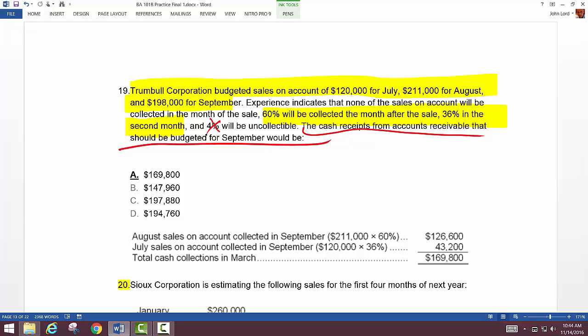So since we collect in the month after the sale, and they're asking me September, we won't collect any of the September sales in September, but we will collect what? 60% of the August sale in September, right? Okay. And then they tell us that they had 120,000 in July, and September is the second month after July, isn't it? And so it wouldn't be until September that they'd start to collect the 36%. There's 4% they're not going to collect. But that 36%, they would have collected in September for July sales. And so you add the amounts collected in September for August and the amounts collected in September for July, and you get this 169,800, right?